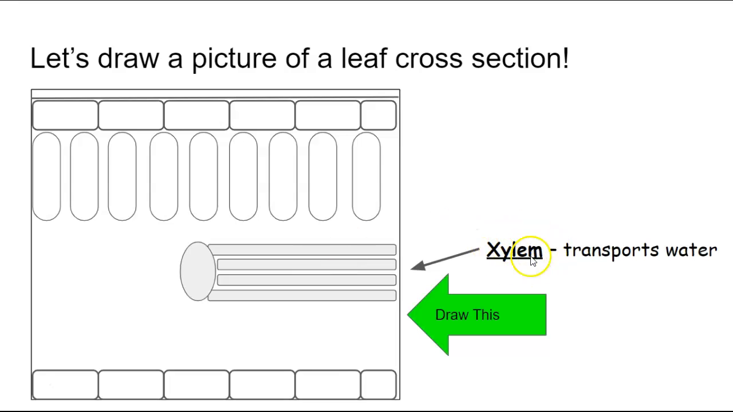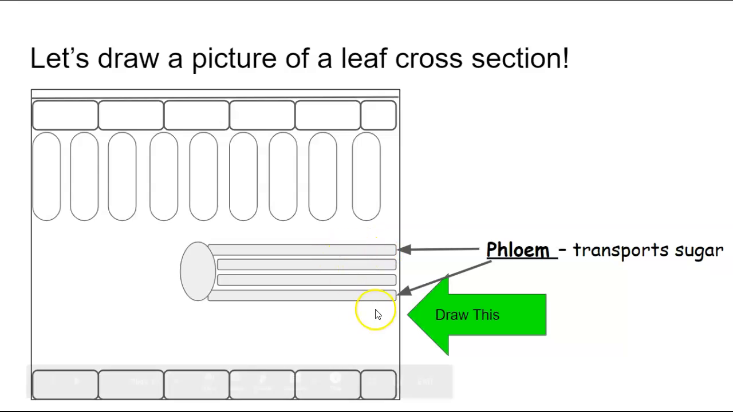One of them, called the xylem, transports water, which is really important because we know plants need water, and they need water for photosynthesis, okay? So this transports water. We also have phloem, which transports sugar, okay? So in this case, the xylem are the tubes on the inside. The phloem are the tubes on the outside.